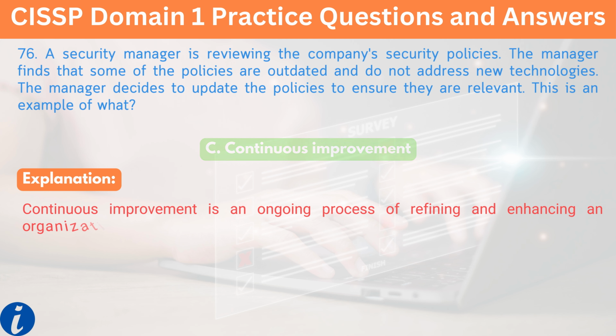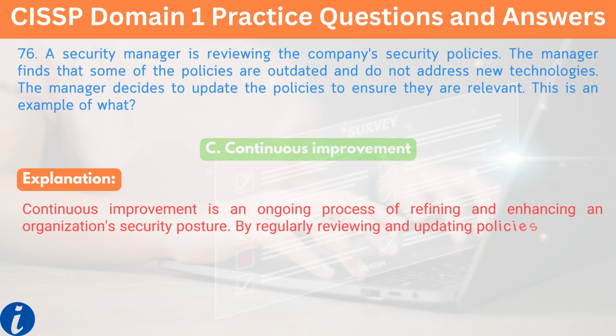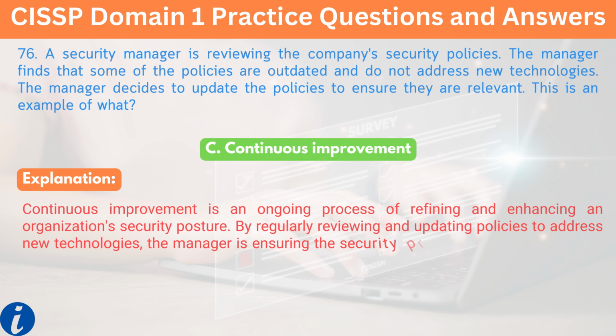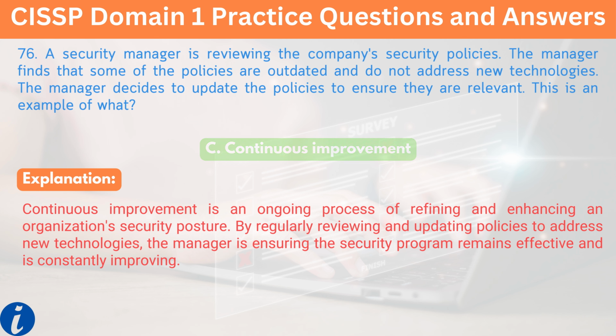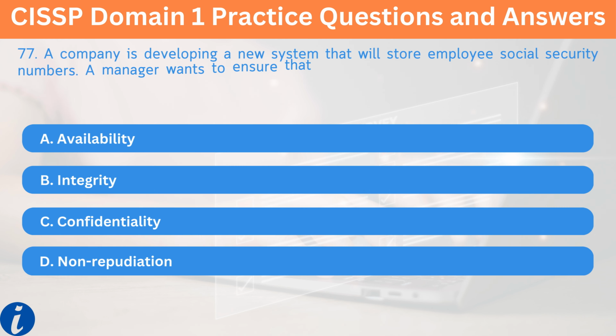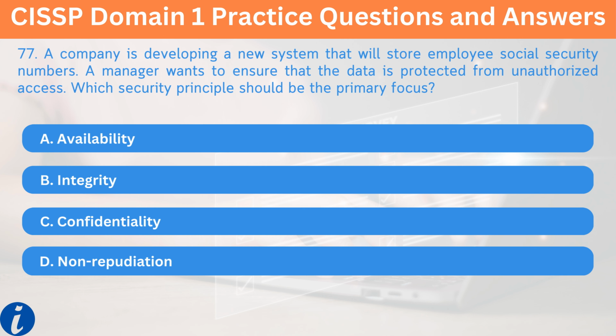Continuous improvement. Explanation. Continuous improvement is an ongoing process of refining and enhancing an organization's security posture. By regularly reviewing and updating policies to address new technologies, the manager is ensuring the security program remains effective and is constantly improving.